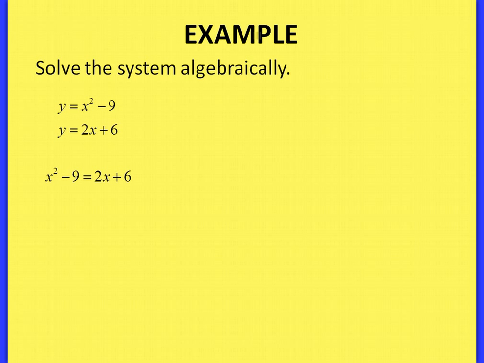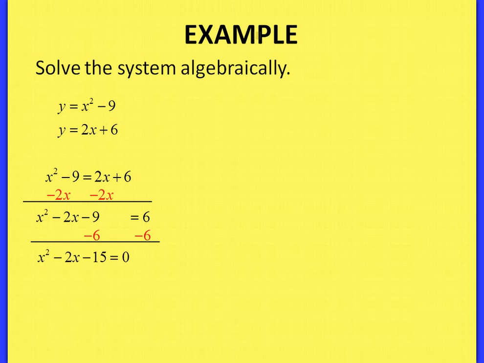And again, we're going to get everything over on one side. So that would mean we're going to subtract 2x first. We'll subtract 2x from both sides, and that makes it look a little bit more normal. We have x squared minus 2x minus 9. Of course, on the right side, that would leave us with equals 6. And we're now going to subtract the 6 over as well to give us a quadratic equation of x squared minus 2x minus 15 equals 0.